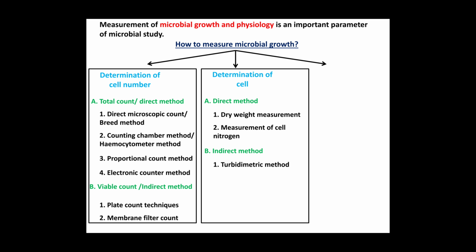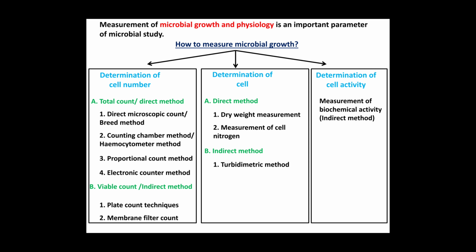And the third type for measuring microbial growth is determination of cell activity, in which we measure the biochemical products which are formed by the cell when the cell performs any activity. It is an indirect method. So these three are the types for measuring microbial growth. Let's see one by one.